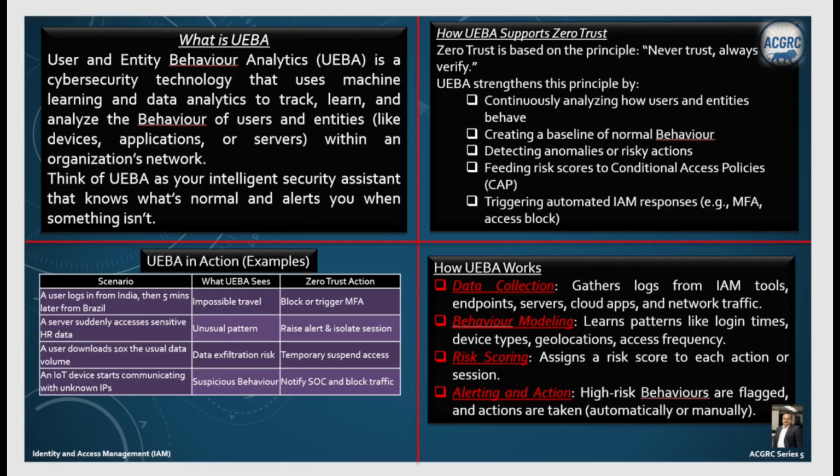So, user and entity behavior analytics is critical in a zero trust environment. So, how does it work? It starts with data collection. It gathers the logs from IAM tools, endpoints, servers, cloud apps, and network traffic. It learns patterns like login times, device type, geolocations, access frequency.